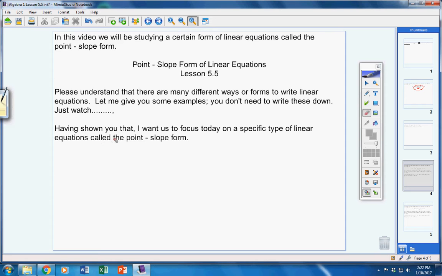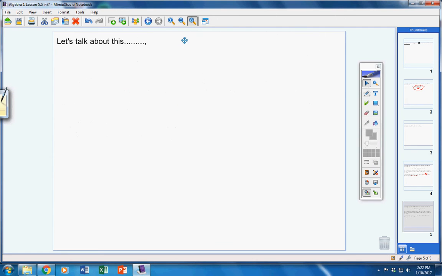Having shown you that, are you listening, guys? I need you to listen really carefully. Having shown you that, I want us to focus today on a specific form of linear equations. And this type is called the point-slope form. So let's get ready to take some really good notes.